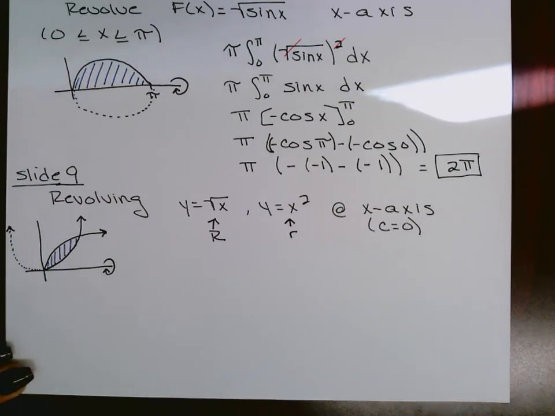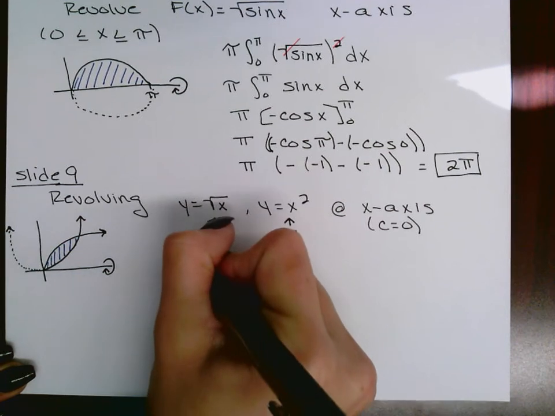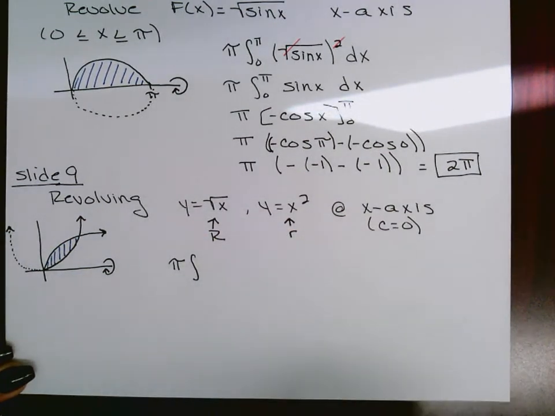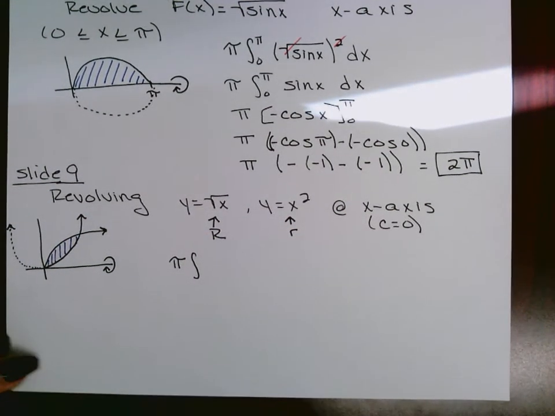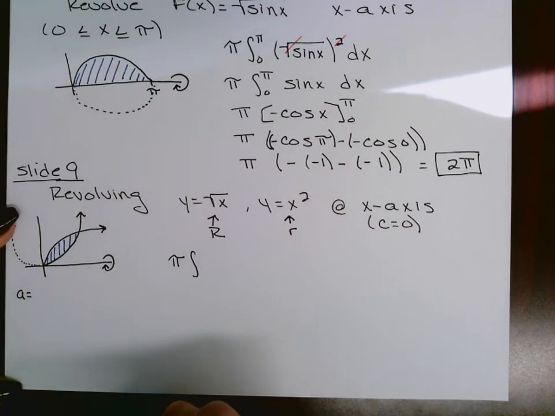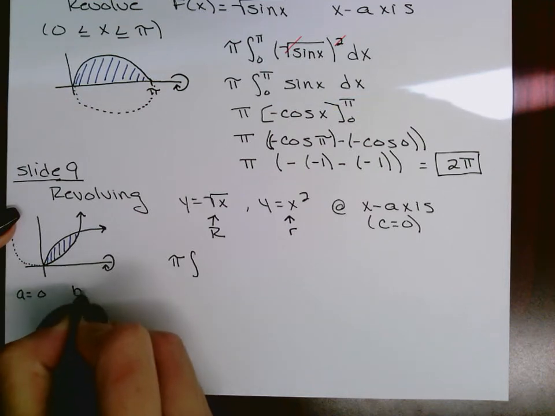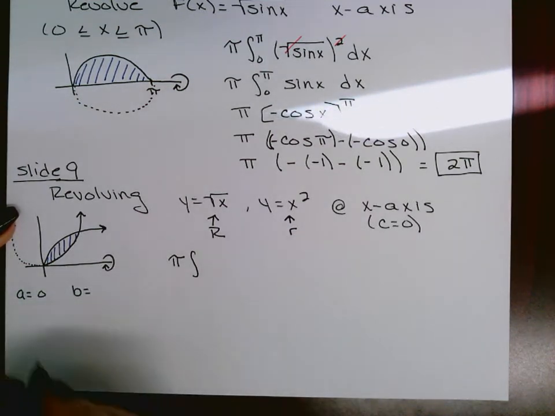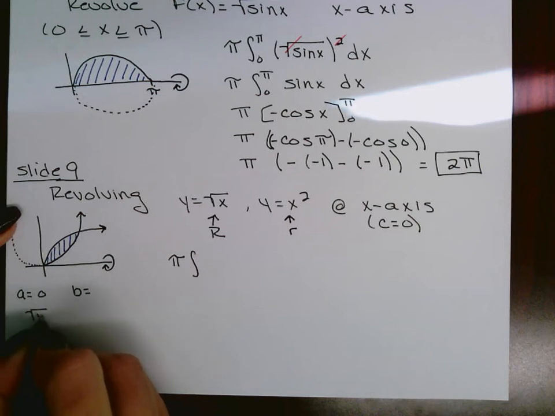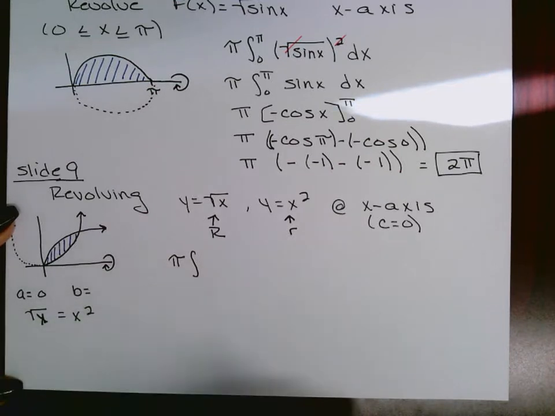So here I am using more of the formula. I'm just not going to use the c's. So my formula goes pi times the integral. What is my a to b? What's my leftmost point for the intersection? 0. And then how do I find out what my b is? Make them equal to each other. So square root of, whoops, not of y, of x, equals x squared.